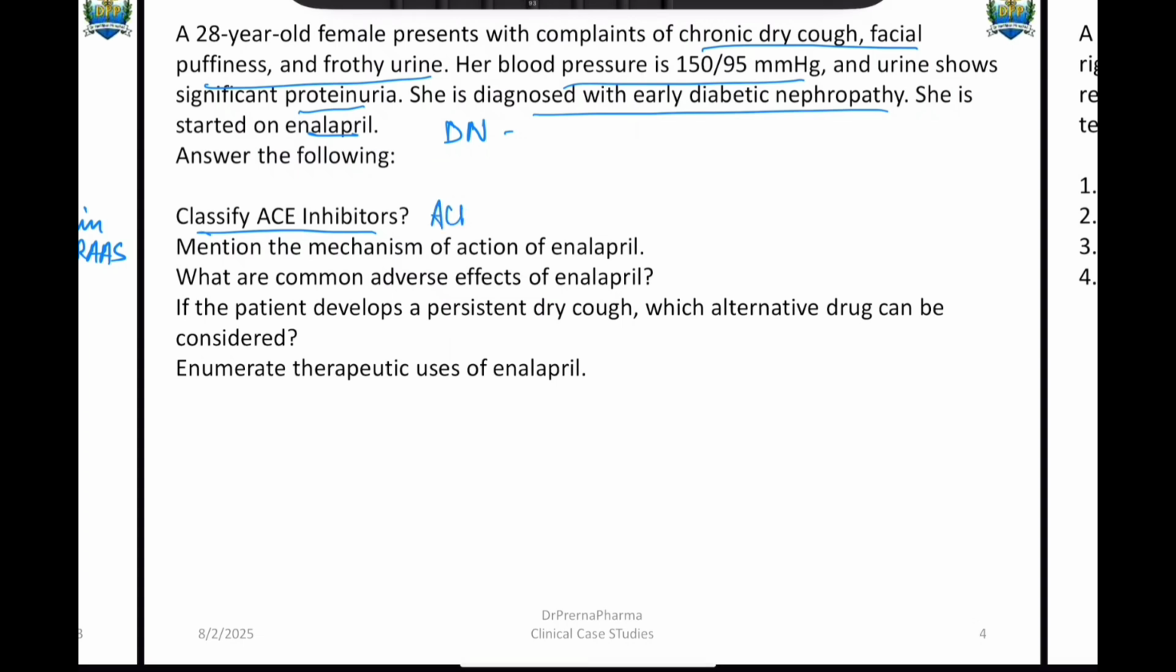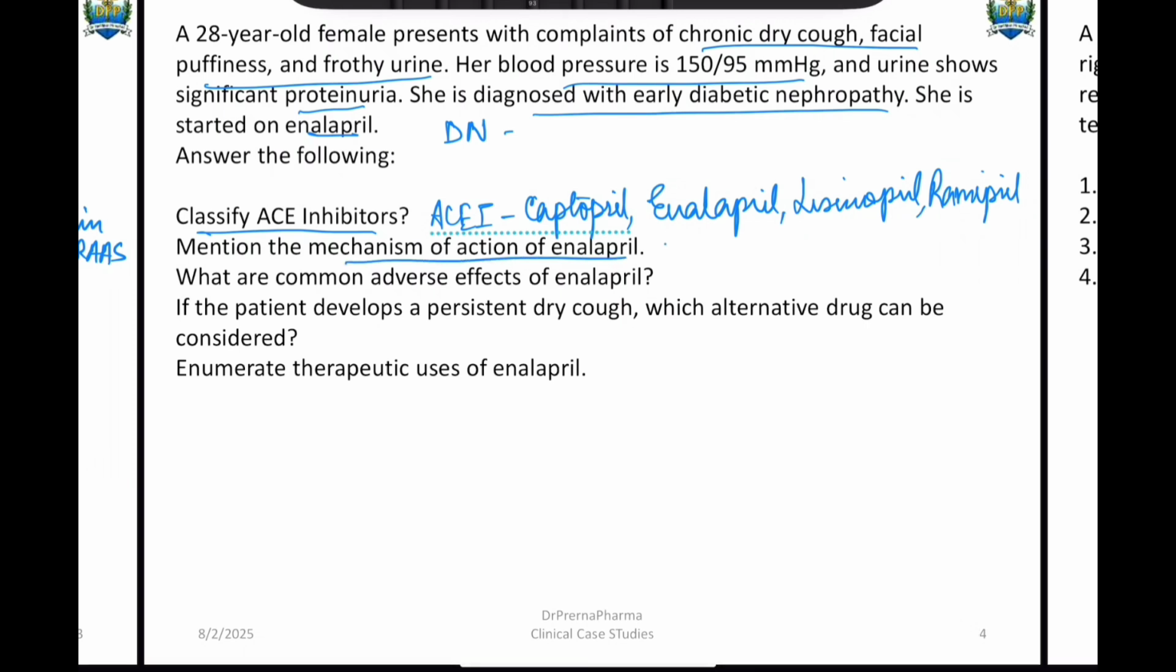So in the classification of ACE inhibitors, you can write captopril, then enalapril, then lisinopril, right? Ramipril. These are the drugs. Then what is the mechanism of action of enalapril? Enalapril is an ACE inhibitor. So an ACE inhibitor will inhibit the ACE enzyme, which will reduce angiotensin 2, and which will reduce the vasoconstriction and salt and water retention. Plus it also reduces the aldosterone, right?